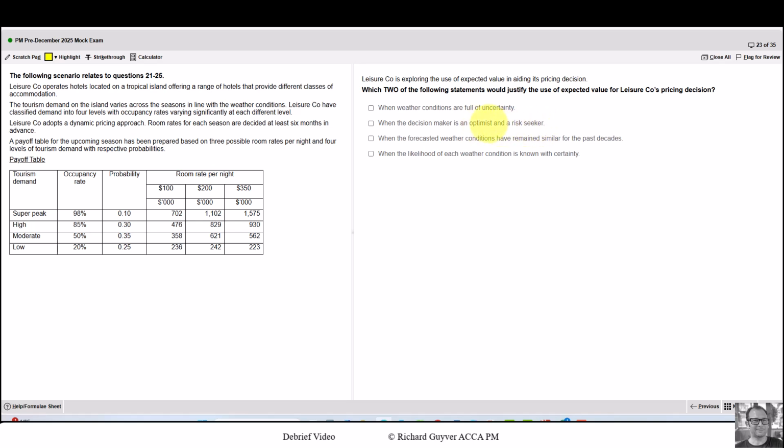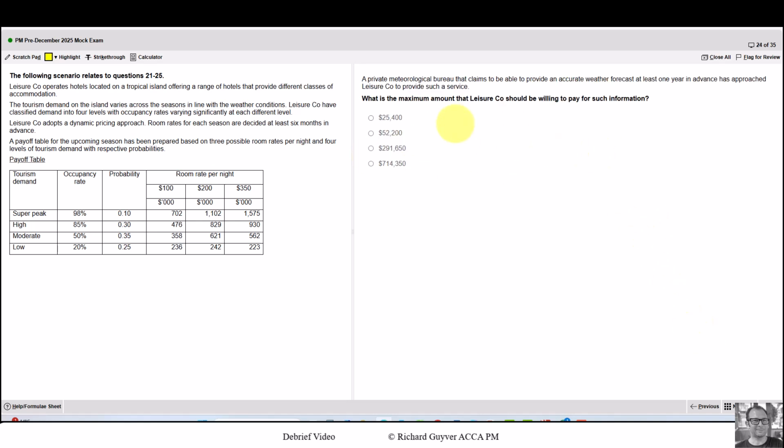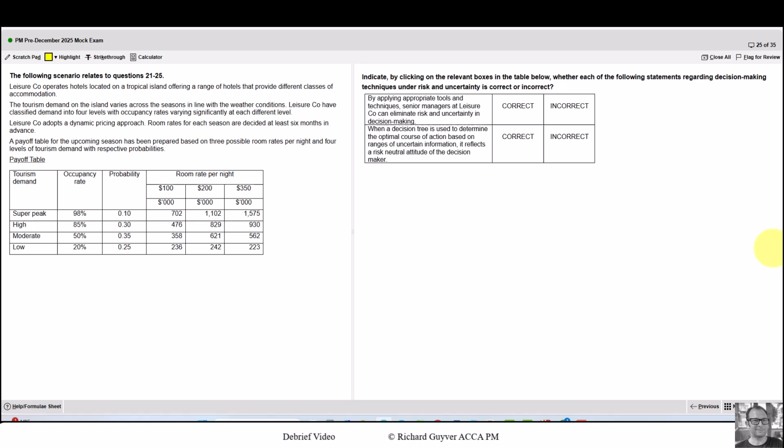This is a maxi-max person. EV tend to be risk neutral. When the forecasted weather conditions have remained similar for the past decades, that goes back to what I said for the first one, that predictability and able to apply probability to each outcome. When likelihood of each weather condition is known with certainty, again, that one is true. What's the maximum amount that Leisure will be willing to pay for such information? That's a perfect information question, so that's very likely to need information on the left.